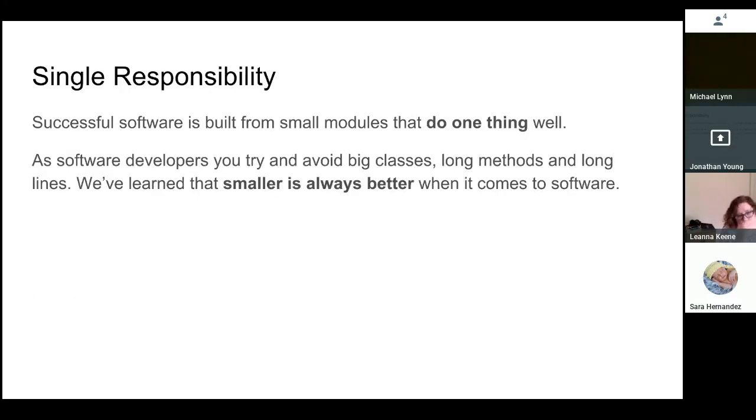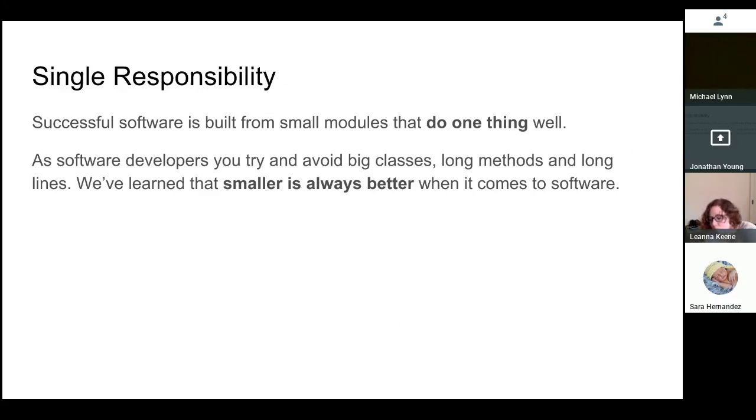And part of designing a schema really well is the concept of single responsibility. We talked about this all the time. Daniel, what does single responsibility mean? That everything does one thing. Yeah, the idea that everything does one thing and does one thing well.